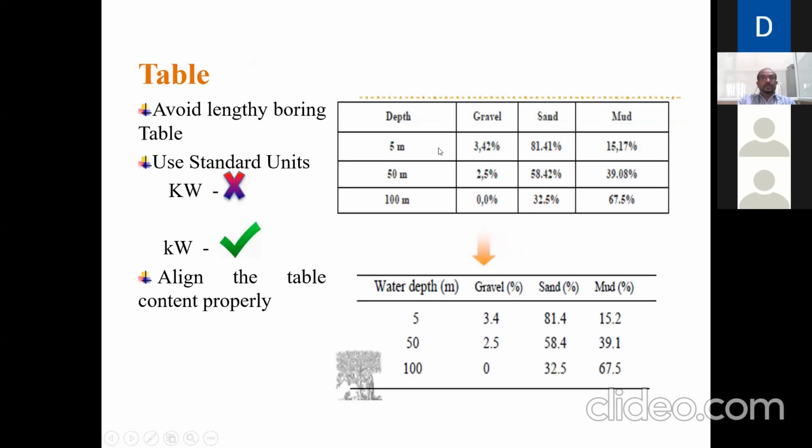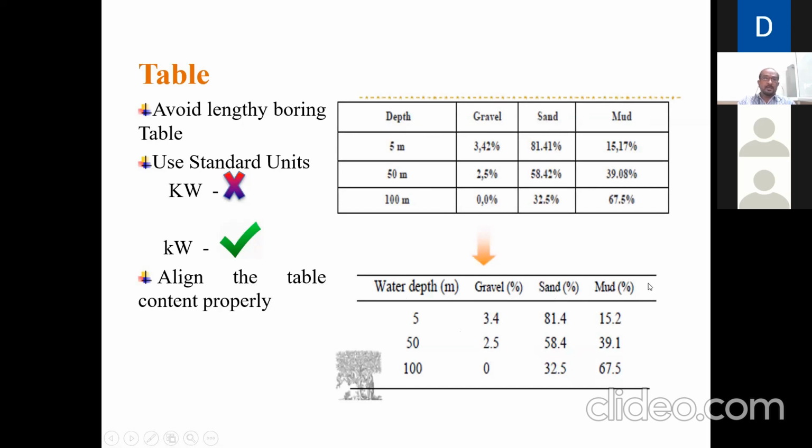And the table: here the table has depth, gravel, sand. I have taken a civil paper example. Depth, gravel, sand and mud. What is wrong in this? Here there are no units. Here they have mentioned the unit in each and every column. It is not necessary. So here you can mention water depth in meters. Like that you have to mention.